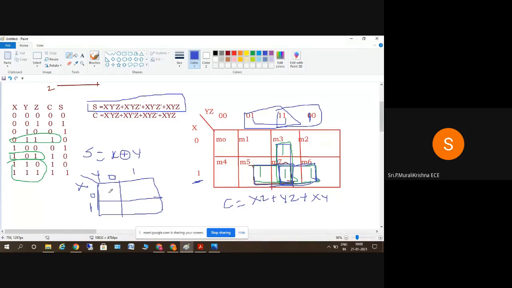The min terms: X is 0, Y is 0; 0, 1; 1, 0; that is m0, m1, m2, m3. So the min terms are nothing but m1 and m2. In case of the sum in the half adder, the K map comes like this. Right, sir. Okay. So there is no pair here, so we just have to take the individual terms here.